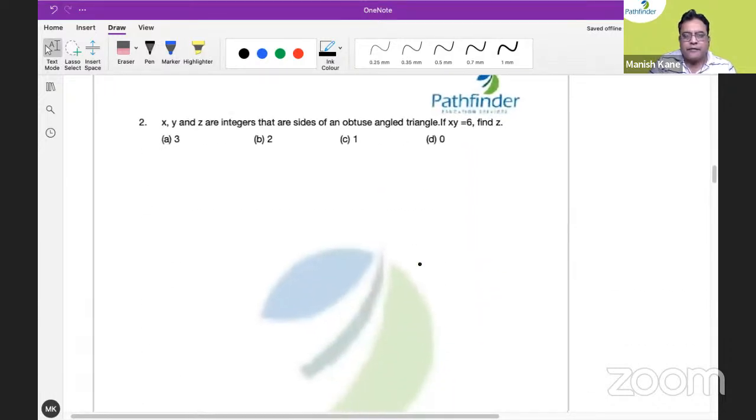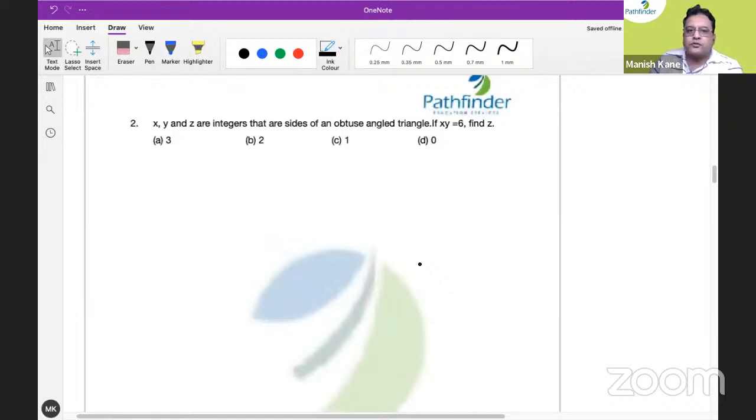Again, I'll give you 2 minutes to solve this question. X, Y, and Z. Okay, so Anushka is asking me, is there any easy method? No, there is no other method to solve this question.